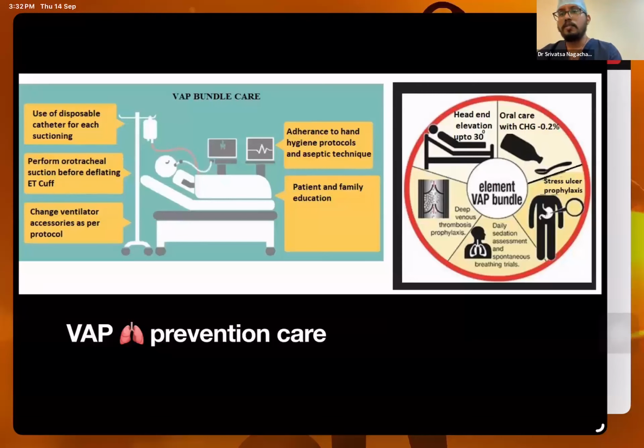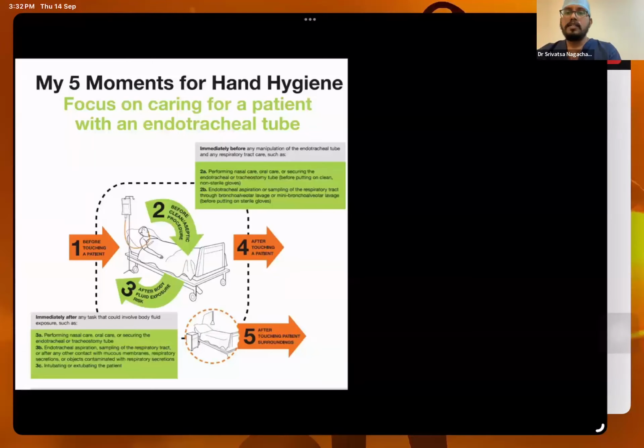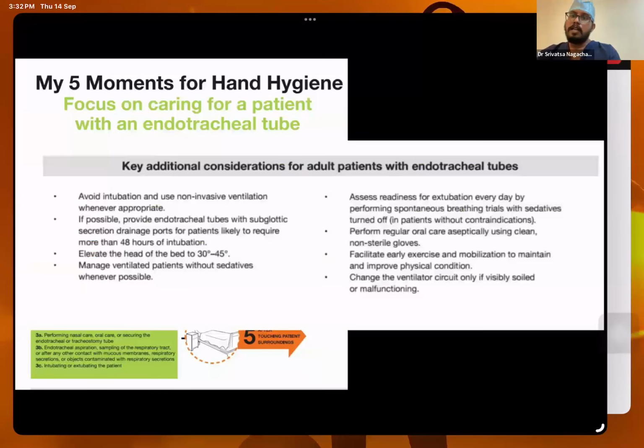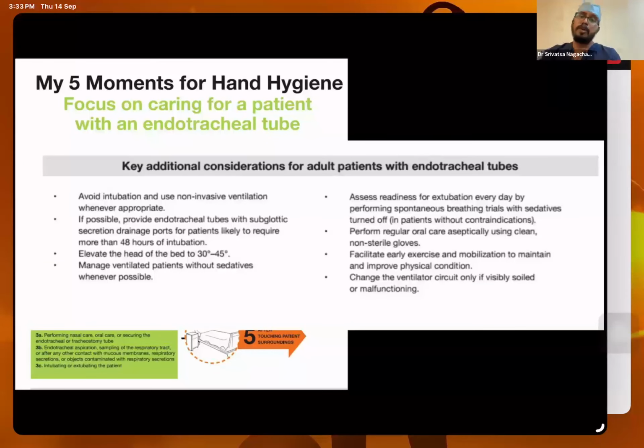And adherence to the hand hygiene protocols and aseptic precautions continues here. So the general principle is that hand hygiene is a must in any prevention care. And this is how, again, I have modified it for the endotracheal tube. The same principle applies here as well. And these are the key additional considerations for any person with an endotracheal tube. Avoid intubation as much as possible and use non-invasive ventilation, but don't delay intubation, and do it whenever it is appropriate. And if you have done it, take care of that with proper VAP bundles and proper suctioning.